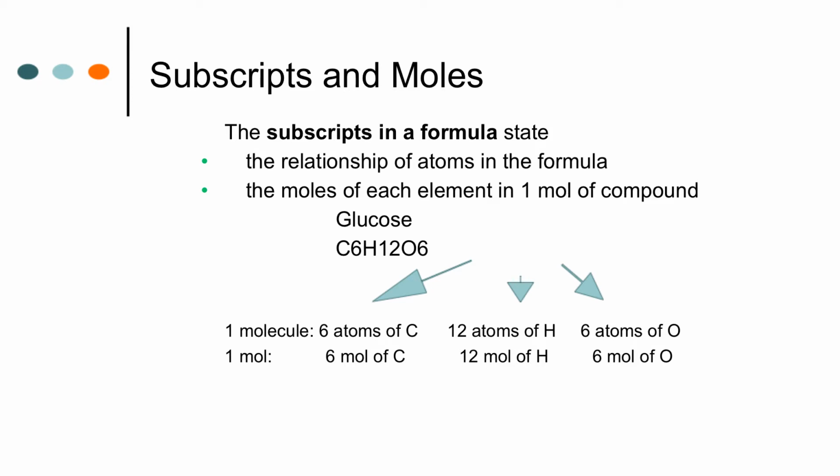So again, remember that this is for glucose. These numbers did not convert correctly in this program, so we have C6H12O6 as our formula. For C6, we can say we have 6 atoms of carbon in 1 molecule. And we can also say we have 6 moles of carbon in 1 mole. Okay?